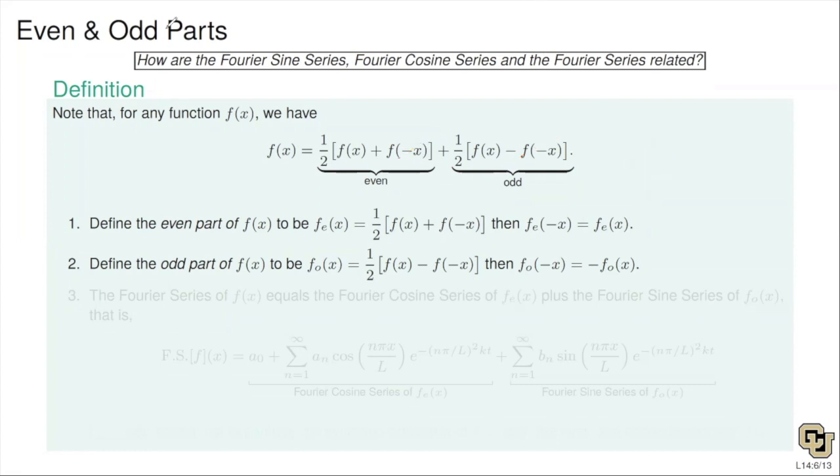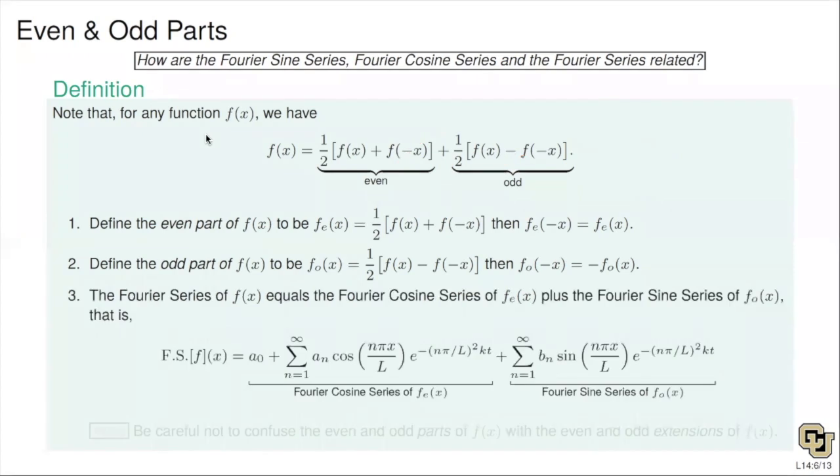Now, here's the connection between everything. Remember that a Fourier cosine series, we can only take the Fourier cosine series of an even function. So this first part of the Fourier series can be thought of as a Fourier cosine series of the even part. So we can think of that part as the Fourier cosine series of the even part of f of x.